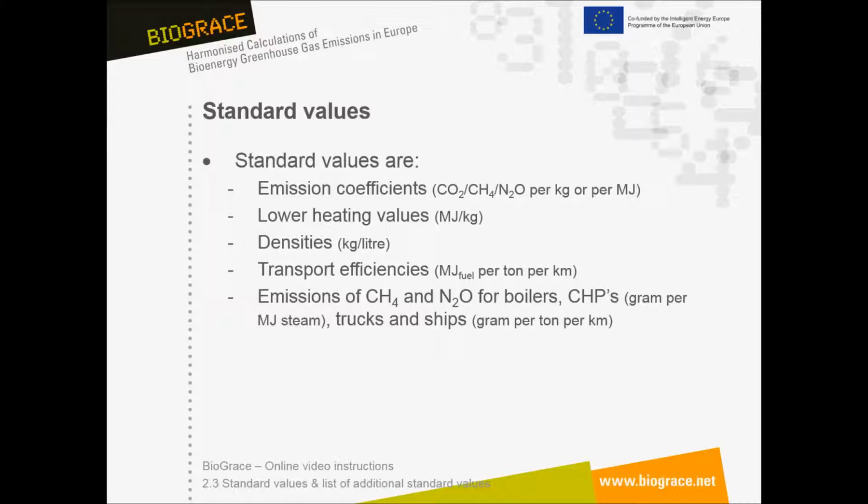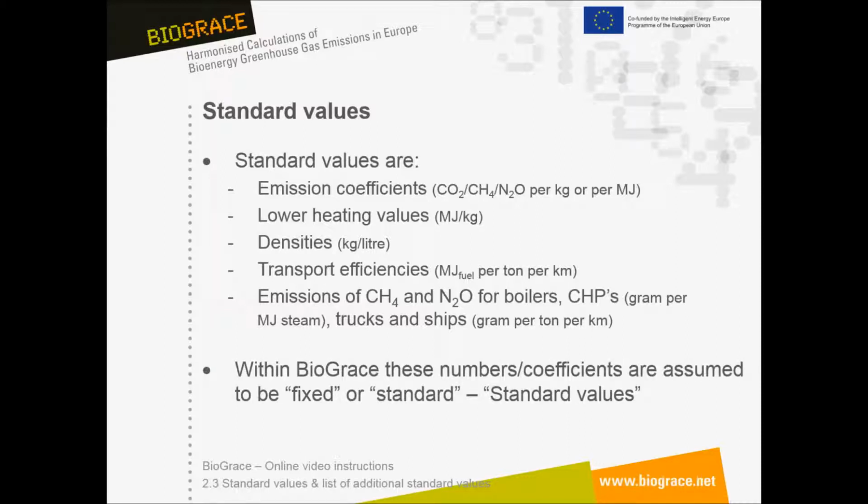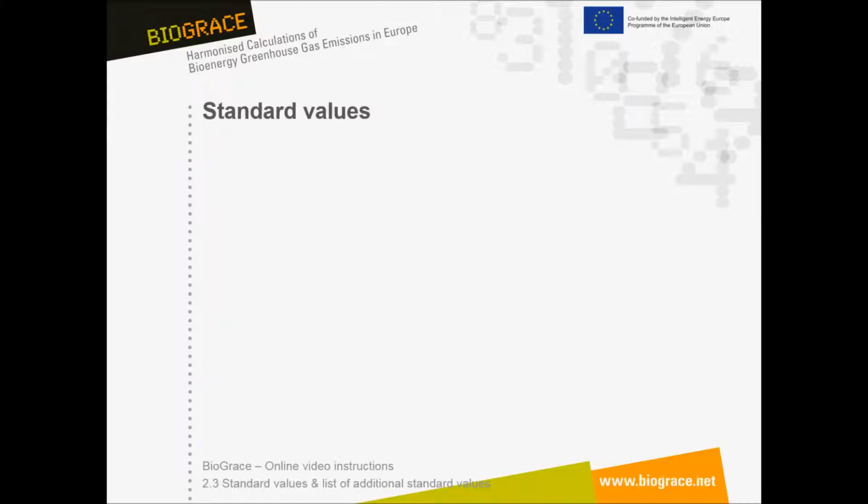In the BioGrace greenhouse gas calculations, these numbers and coefficients are assumed to be fixed or standard, as it will not be feasible to ask every user of the BioGrace Excel tool to calculate the actual emission coefficients for natural gas delivered to the European market or the emissions from transport by ship. Within BioGrace, these numbers are therefore called standard values.